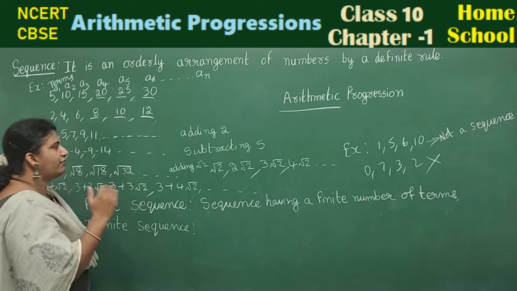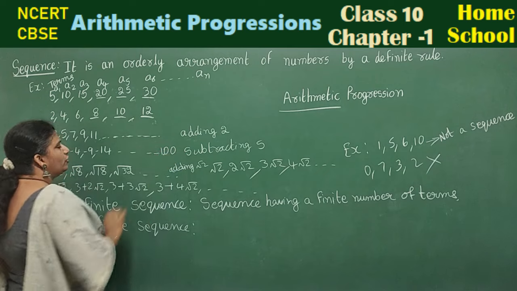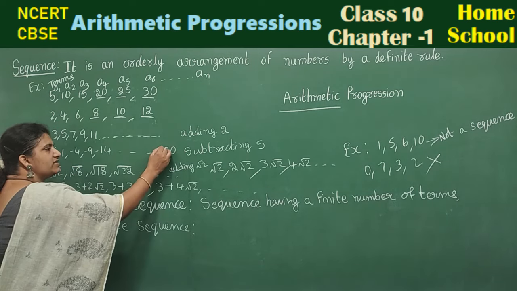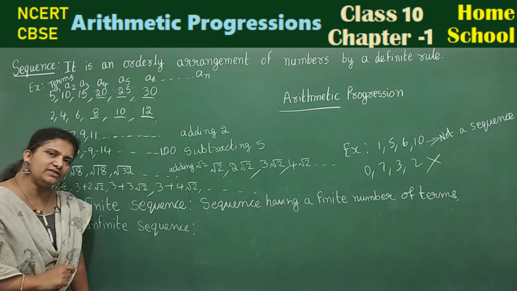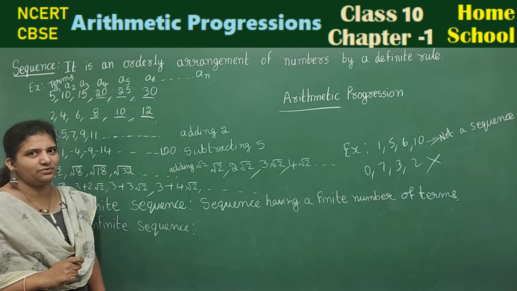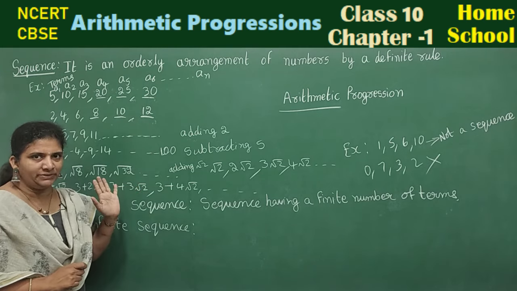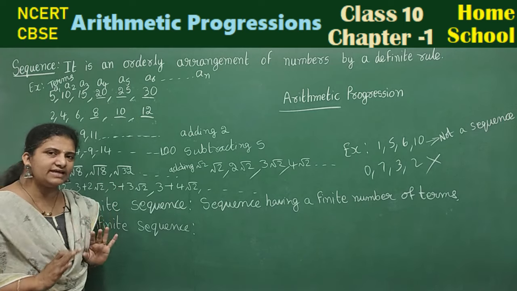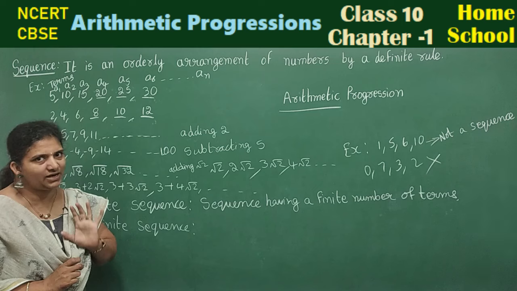Suppose any sequence you have like this, 100 you have here. If any sequence has a last number like this, is it a finite sequence or infinite sequence? It is a finite sequence. Middle numbers you don't know, but you know the last number. Where the sequence ends, you know. Therefore, this is a finite sequence.